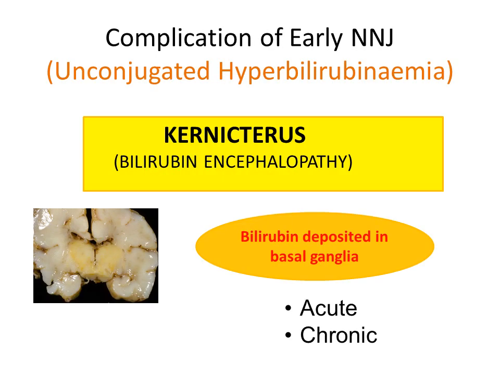The most important complication of unconjugated hyperbilirubinemia in early neonatal jaundice is bilirubin encephalopathy, also known as kernicterus. This results from unconjugated bilirubin crossing the blood-brain barrier in the first 2 weeks of life and being deposited in the basal ganglia. It can be divided into acute and chronic.